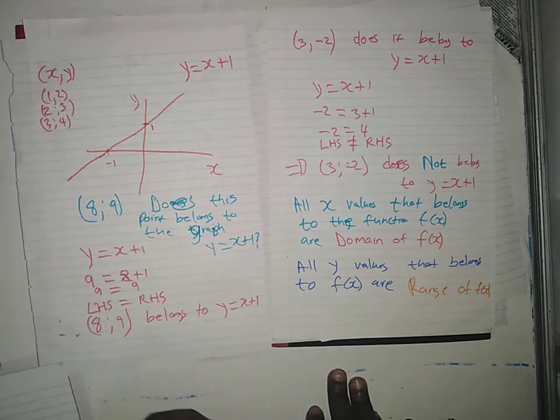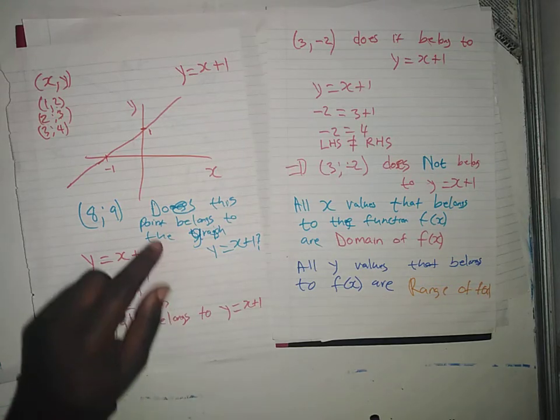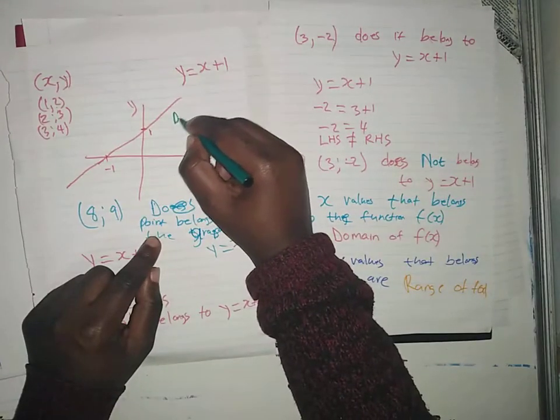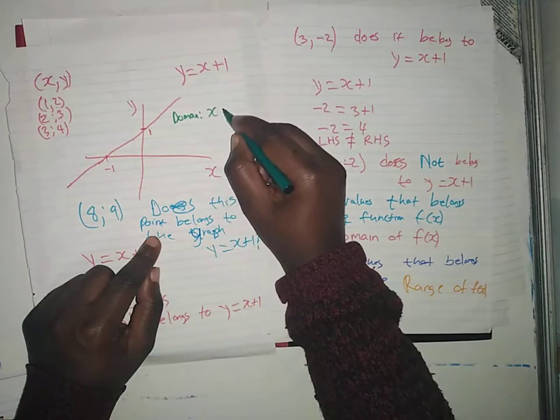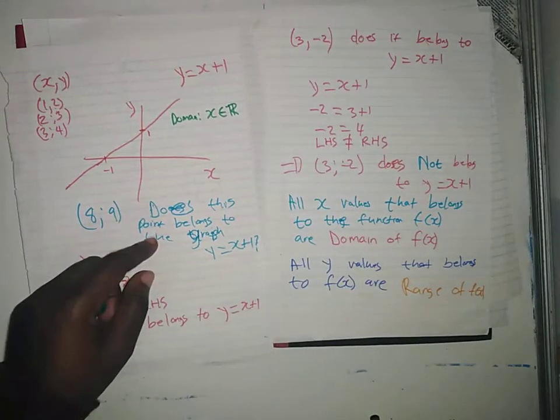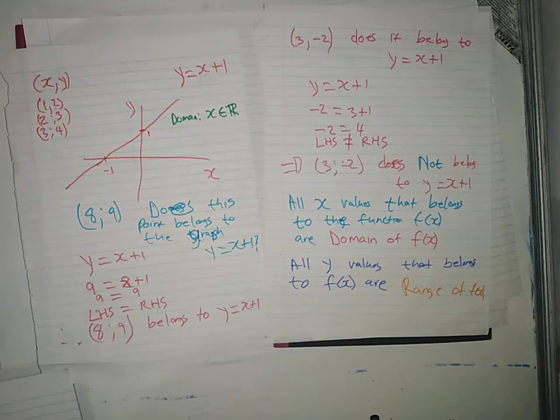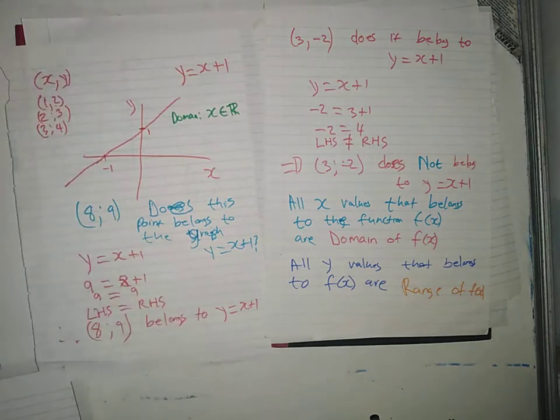Because all values of x can touch this graph, what is the domain of y is equal to x plus 1? The domain is x is an element of real numbers. That simply means, it's a way of mathematics of saying, all values of x that I can have can touch this graph.